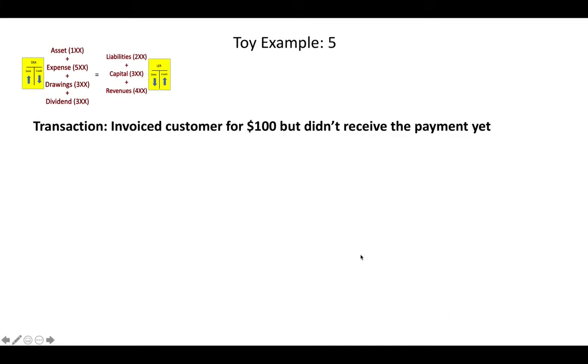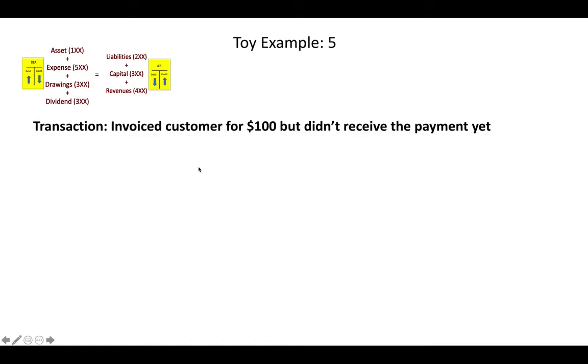Okay, so example transaction number 5 is you sold something to a customer for $100, but you haven't received the payment yet. So here it is a debtor account. It is accounts receivable because you invoiced and haven't received the payment. If you had received the payment, it would have been cash.